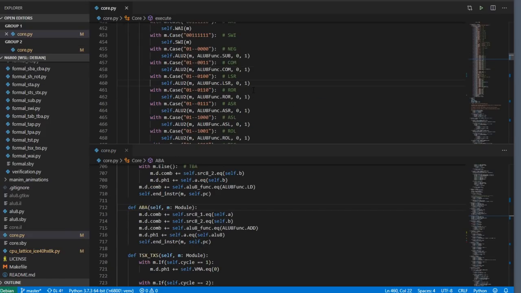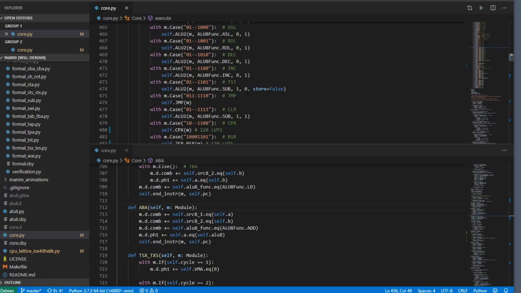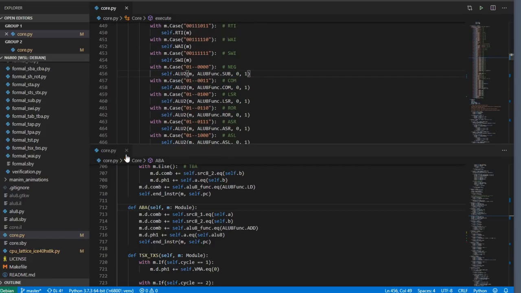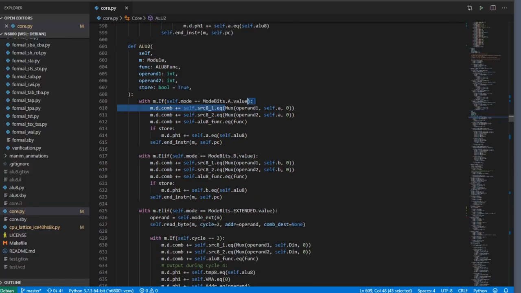So here's another interesting thing to try. So the ALU instruction takes these two basically hard-coded integers, either 0 or 1. And if we look at the definition of ALU2, we can see that we're using a multiplexer based on those two integers. So I'm wondering if that actually adds anything to logic, and if we sort of change this to something a little more hard-coded, maybe that would work.